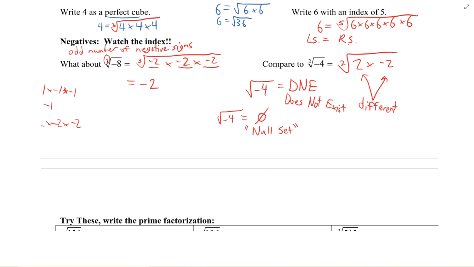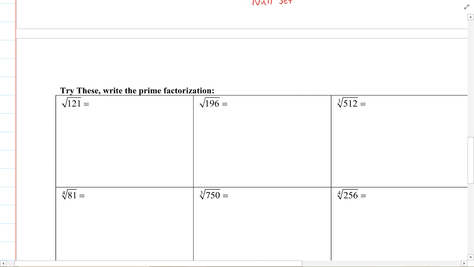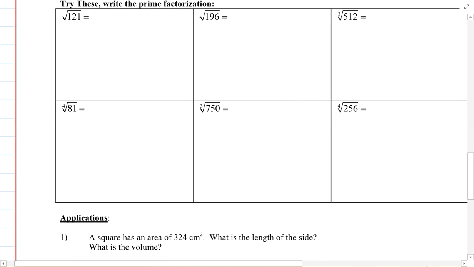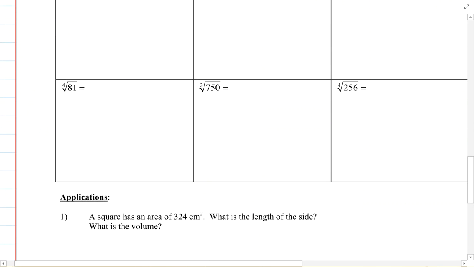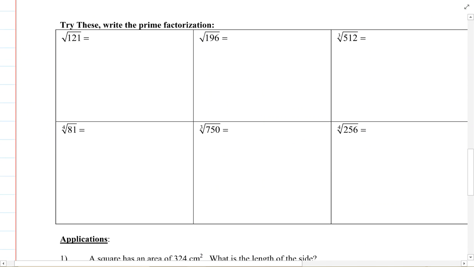So a few more to practice. Try these with doing prime factorization. Go for it. You try them first, and then I'll do them up here. So try the first one. 121. Guess what? 11 and 11. And so you would go square root 11 times 11 equals simply 11.